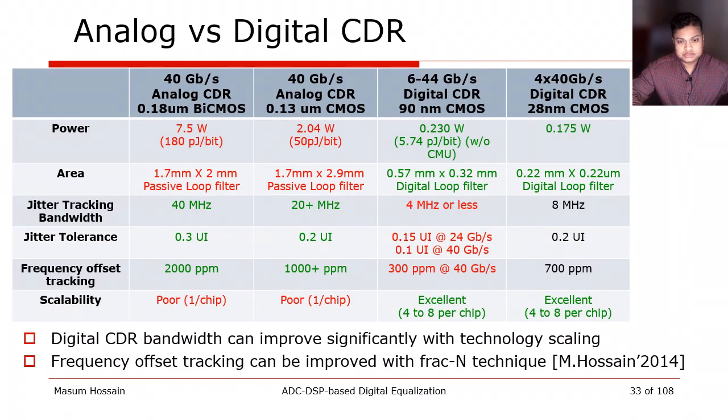But performance should also be considered. Notice that due to digital synthesis, the loop filter has latency, therefore the bandwidth may significantly drop. We may have lower jitter tolerance and limited frequency offset tracking. However, as the technology is scaling and synthesizable clock rate is improving, we can have much higher bandwidth. And also using fractional techniques, we can compensate significant frequency offset.